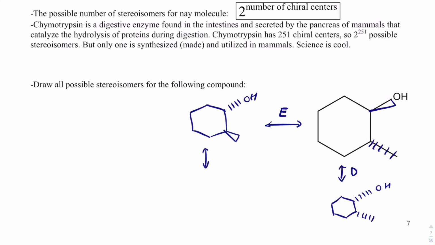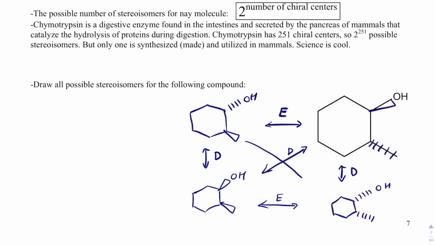Okay, so here, if we wanted to draw another diastereomer, we could draw, let's see, a wedged alcohol group and a wedged methyl group. That would cause these guys to be enantiomers down here. And then these guys would be diastereomers, and then these guys would also be diastereomers.